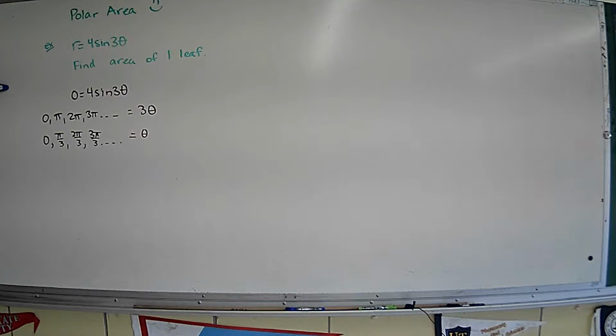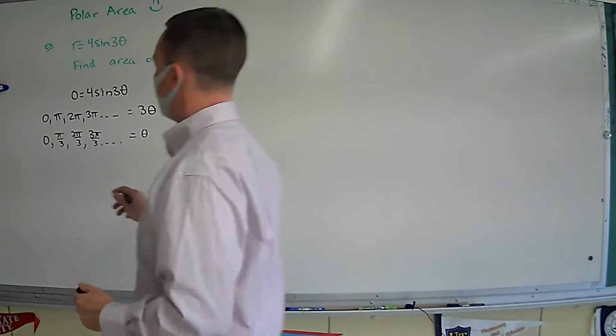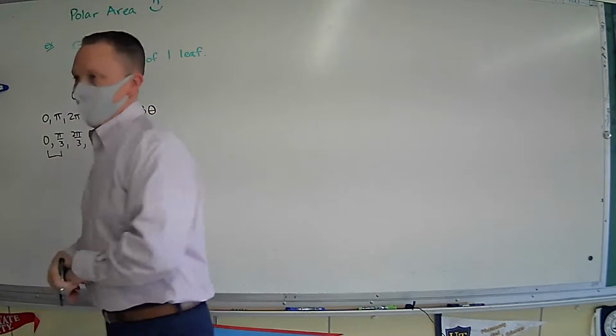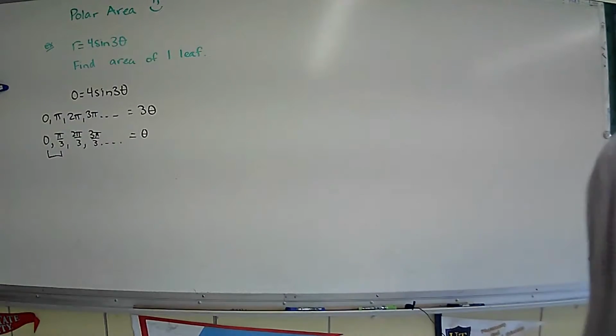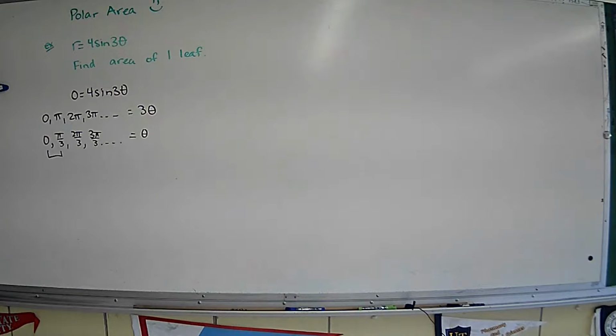So now, if we just look at the first 2 of these, what happens if we increase theta from 0 to pi over 3? Does that get the part of the graph that we're interested in? So just go to your Desmos. I'm going to go from 0 to pi over 3. That gives me that leaf.